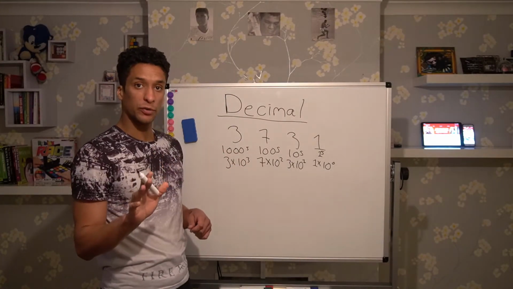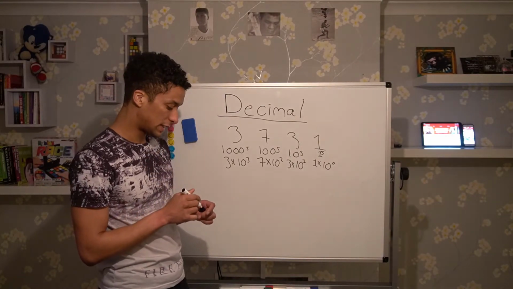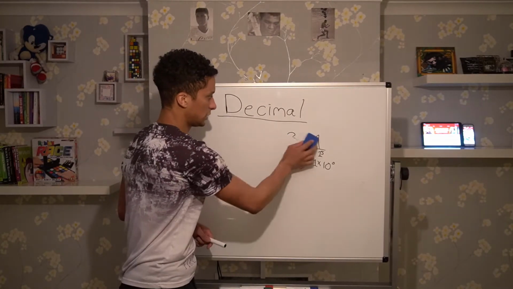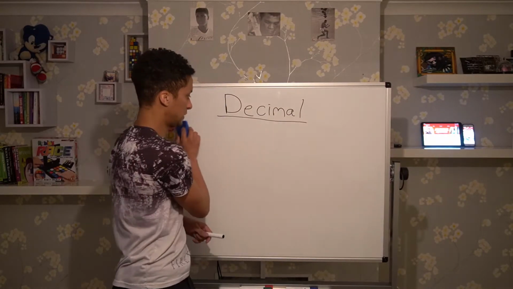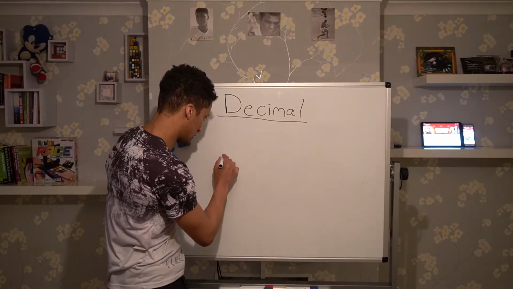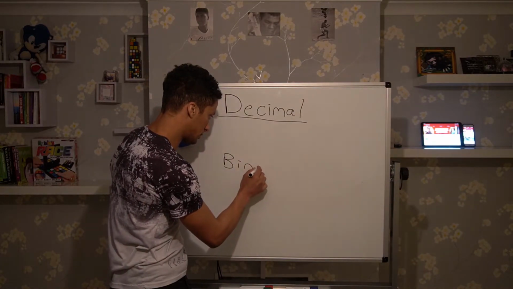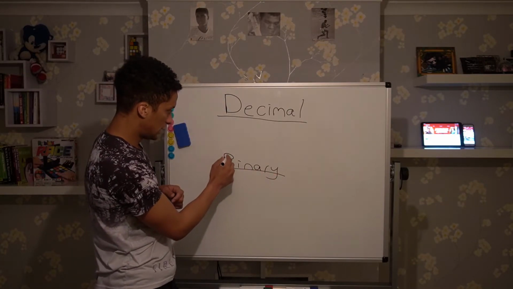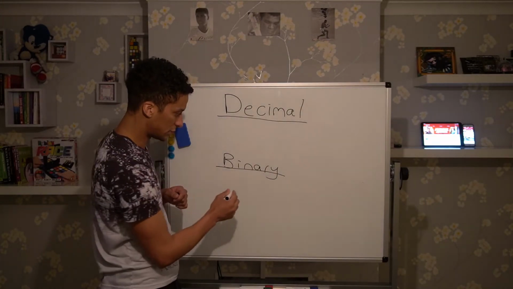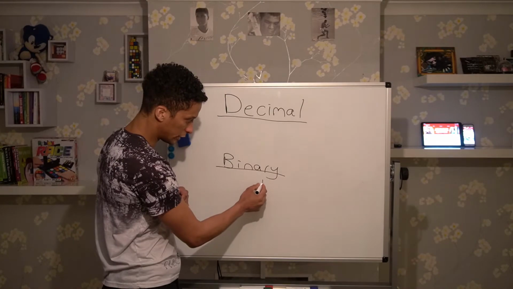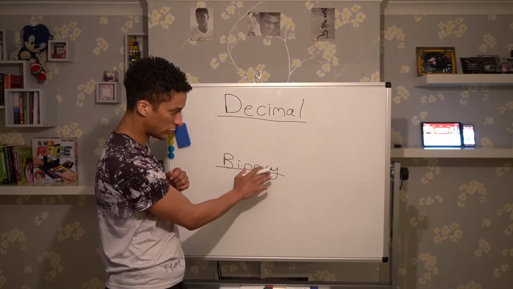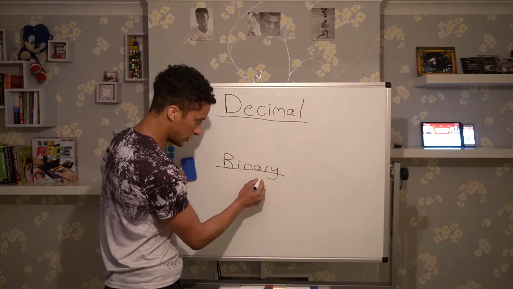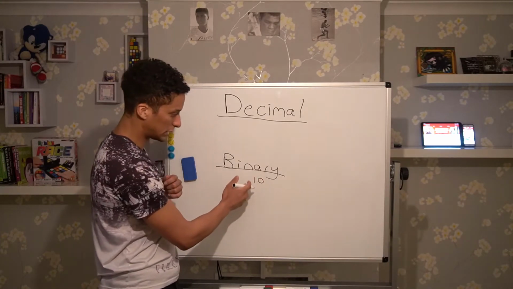Now, binary uses the same principles, but there's only 2 different digits. So if I get rid of this, here is binary. Now, as I said, there's only 2 different digits. So once we get to 1, so we've got 0 and then we've got 1, we cannot go above 1 in binary using the single digits. So as we did with decimal, we go back to 0, and then we add a 1 to the column to the left.